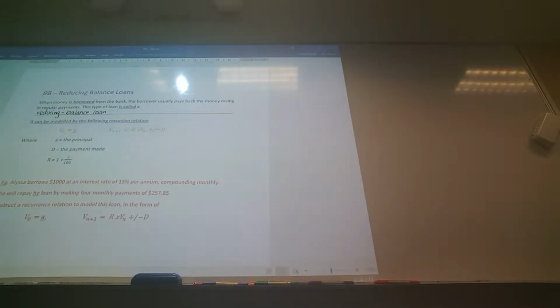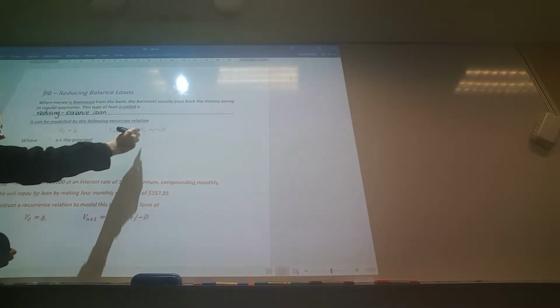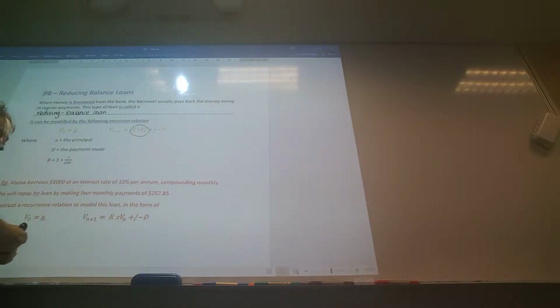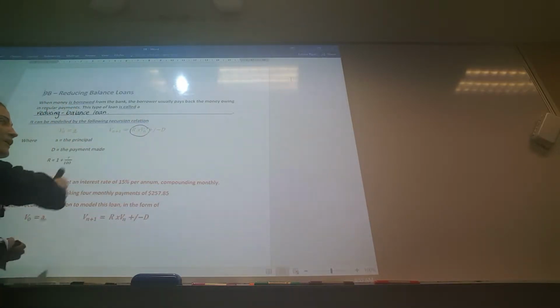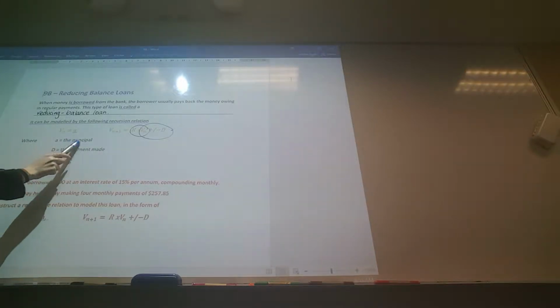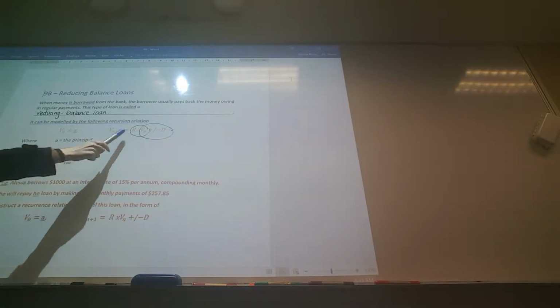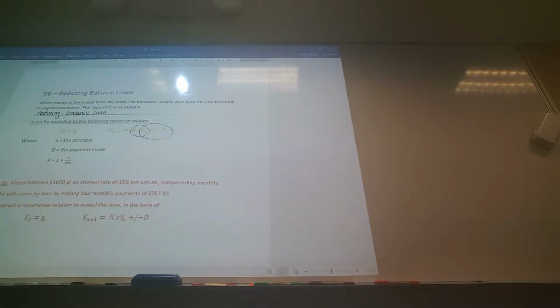And it can be modelled by this type of recursion relation. So this is what we looked at last lesson in 9A. So our V0 stays exactly the same. And we can see that we've got a geometric recursion relation there, and we have a linear recursion relation there. And we're pretty much just sticking them together. So A is the principal amount, D is the payment we are making, and R is the rate we're getting charged.